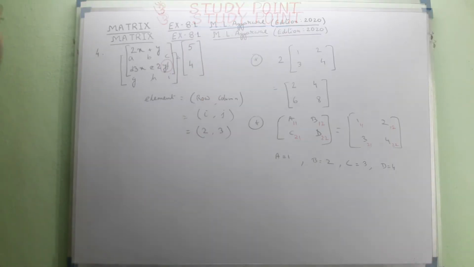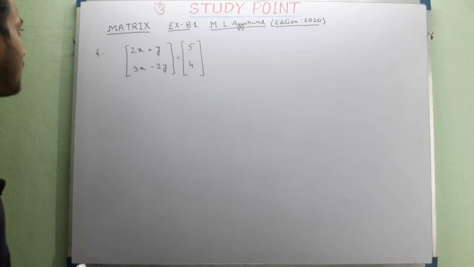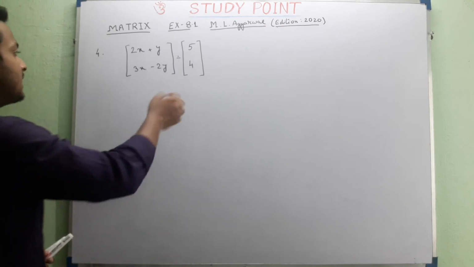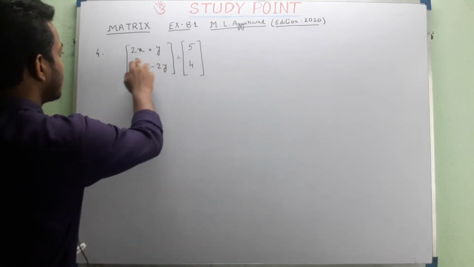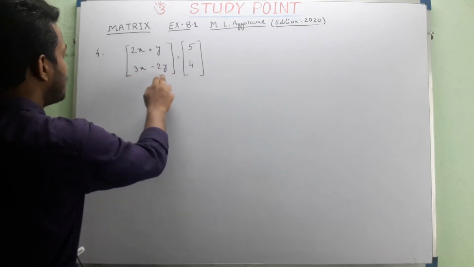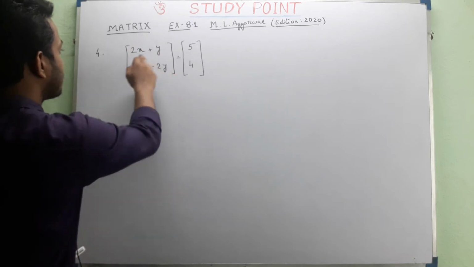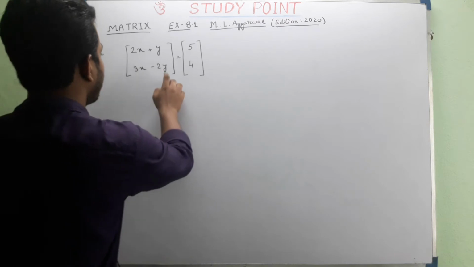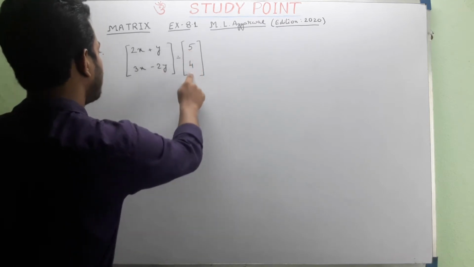And now let's move to the exercise, the first exercise, that is 8.1. The first sum that I am going to solve is question number 4 of exercise 8.1. Now see, the order of this matrix is 2 rows, 1 column. So the order of this matrix is 2 by 1 and this is also 2 by 1.